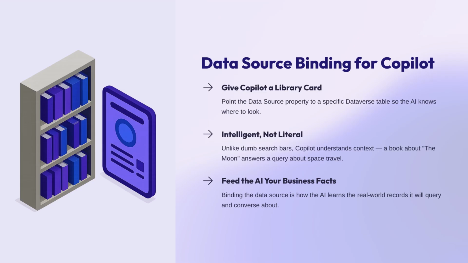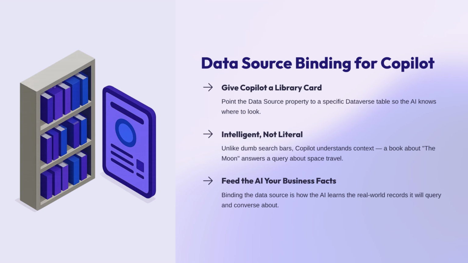A brain is useless if it has nothing to read. When you drop a Copilot control onto your screen, the first thing you have to do is tell it which shelf in your Dataverse library it should look at. Imagine a dummy example. You are building an app for a local library. You point the Copilot at the books table.